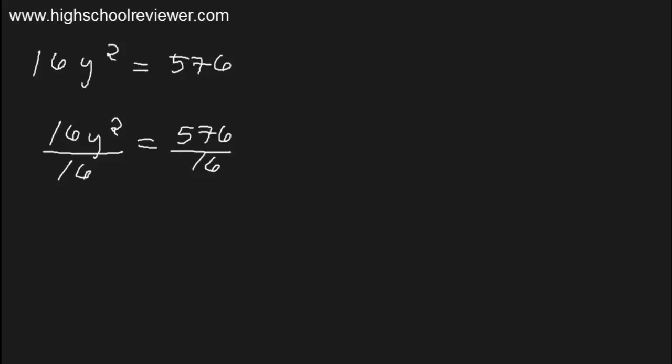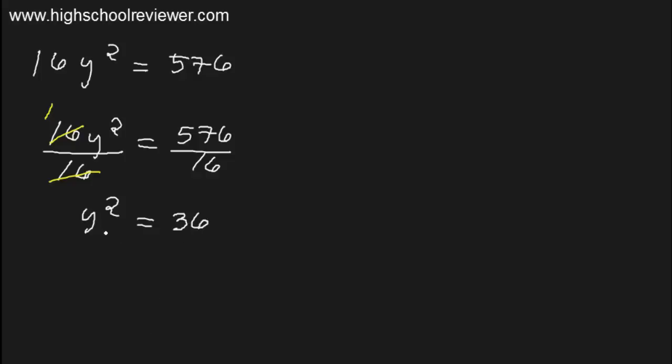So we have 16 divided by 16. This will be equal to 1, so we can cancel this out. What will be left here will be y squared. And then we have 576 divided by 16. This will give us positive 36.